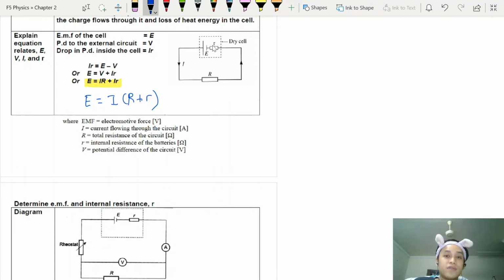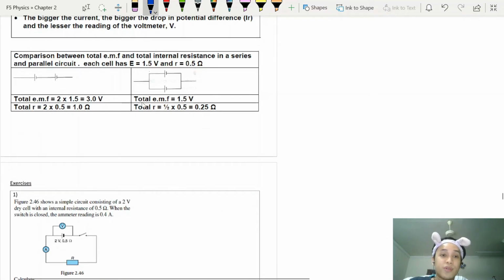Small r is referring to the internal resistance. Both have the same unit, ohm. And then E here is referring to the EMF. So remember, this is the formula that you're going to use for calculations. Sometimes you need to use this also, but basically these two things are the same because V is equal to IR. Remember that we learned this in series and also parallel. V is equal to IR, so this one we can substitute here. This is very important for your calculation.